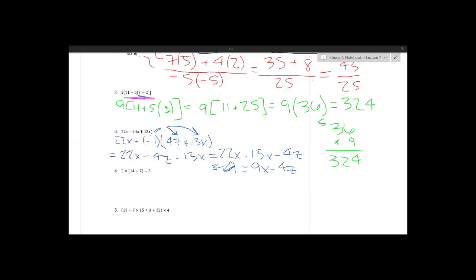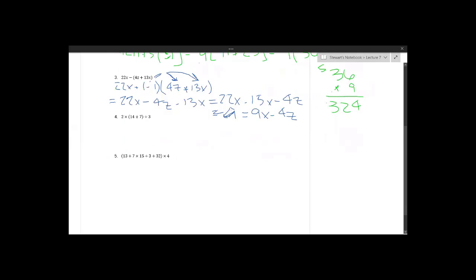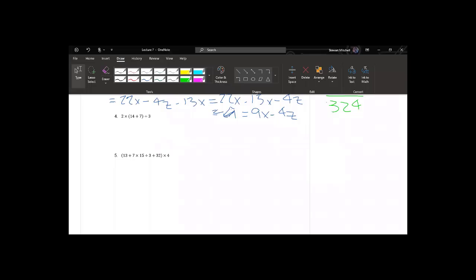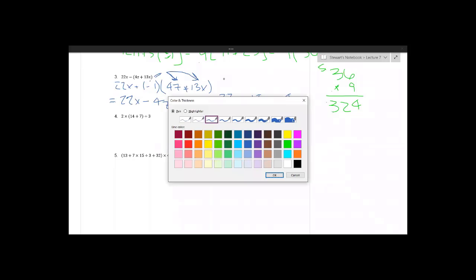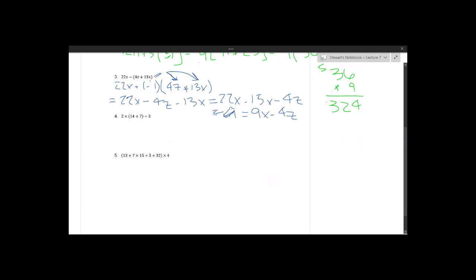Okay, and then in the next one, we have 2 times the quantity 14 plus 7, divided by 3. In this one, like I mentioned before, parentheses come first, no matter what. They're the first thing you always do. You evaluate what's inside parentheses before you do anything else, if possible. We have 14 plus 7 inside parentheses, so that would be 21. So we'd have 2.